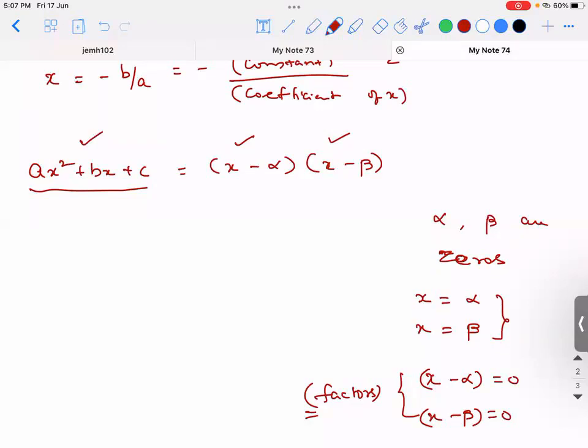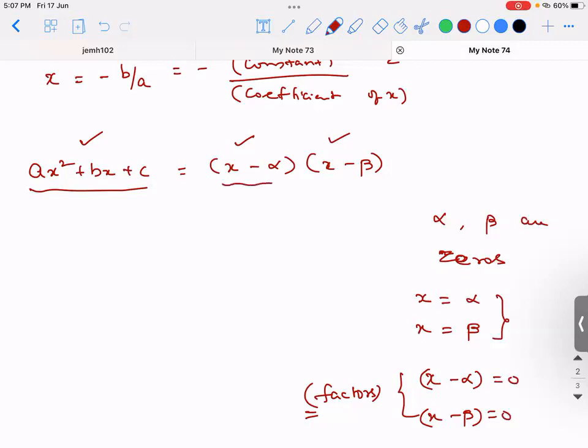Factors multiplied will give me multiples. Multiples broken down will give me factors. So multiples broken down is what you're actually doing in quadratic equations under the name of factorization. You're finding the factors. Are you able to understand?